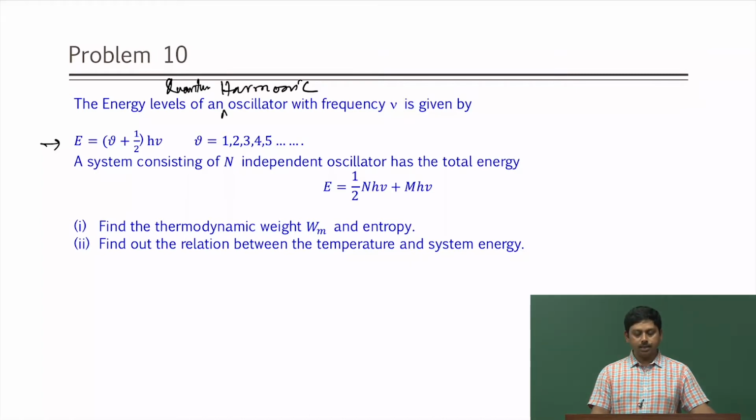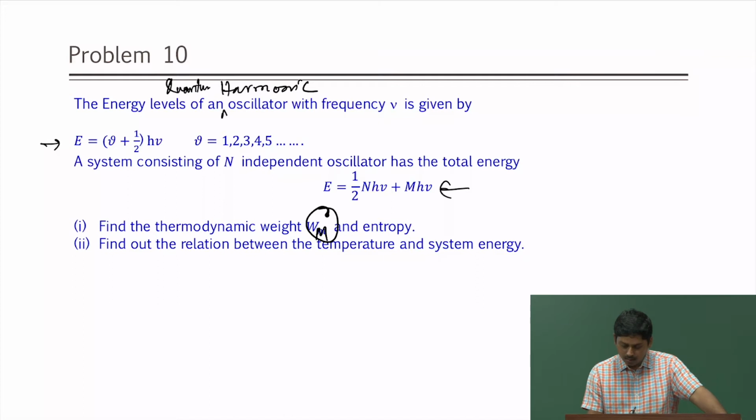Frequency nu is written as this. A system consisting of N independent oscillators has a total energy as given. Find the thermodynamic weight W_M, where M should be capital M, and the entropy. So, how many oscillators? N independent oscillators, right?